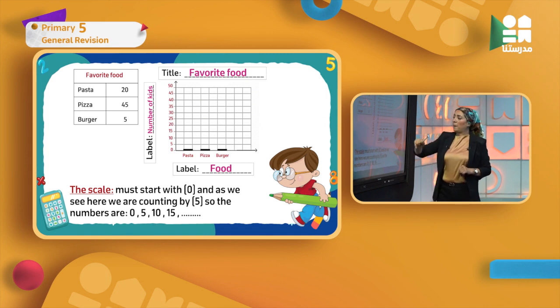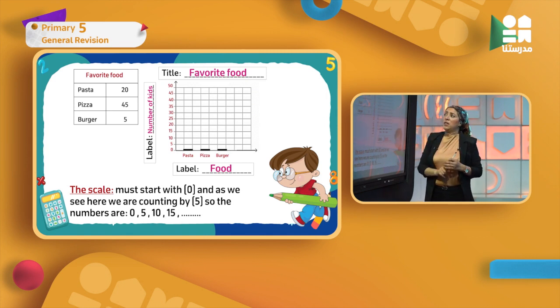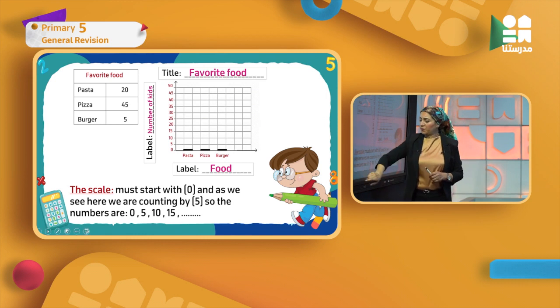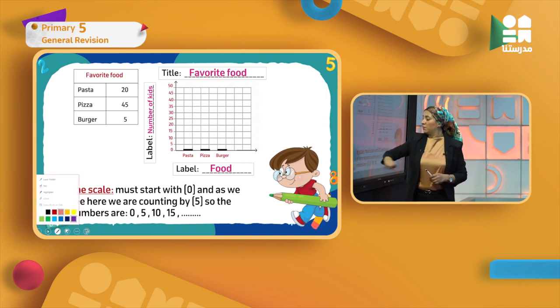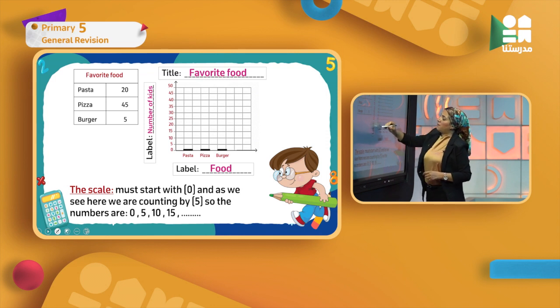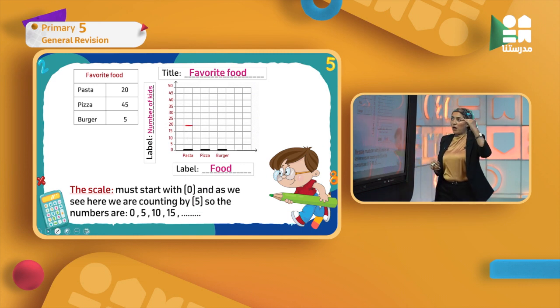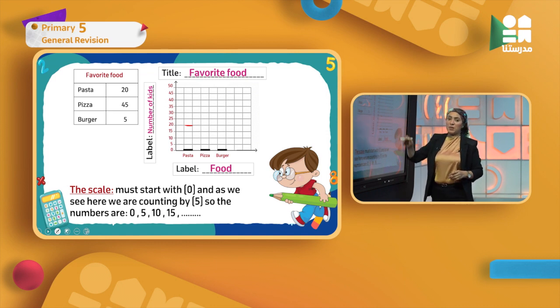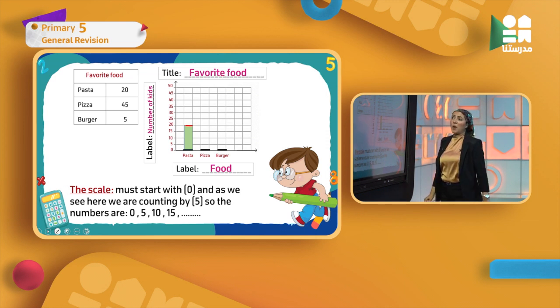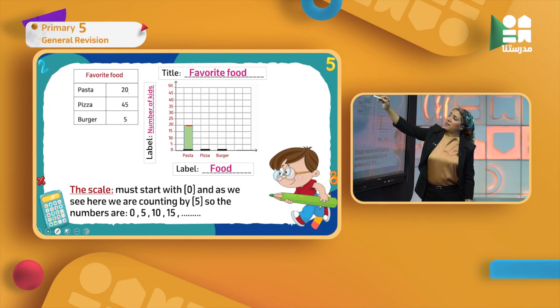Then here I'll start. How many students or how many kids like pasta? There are 20. So I will count here: 5, 10, 15, then 20. So this is going to be the top of my bar graph. Here, as you see, I'll draw my bar graph. Its top is 20. So here, pasta is done.